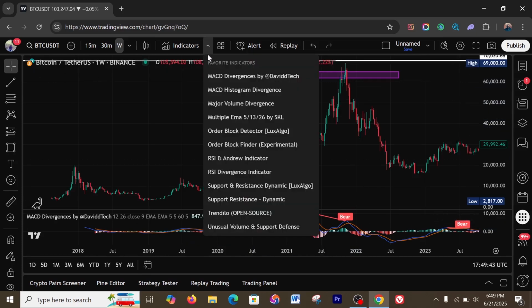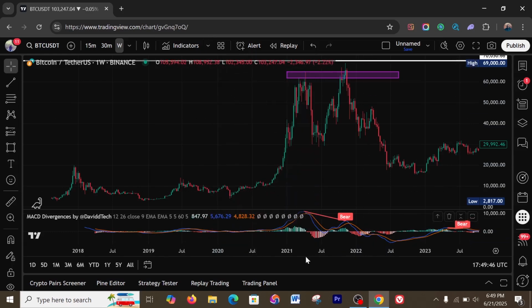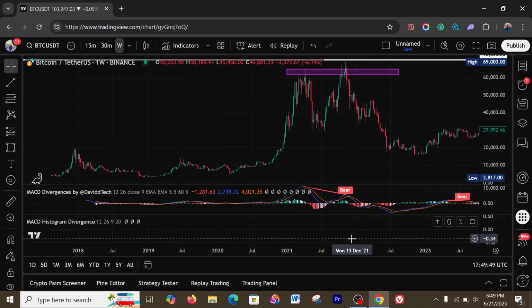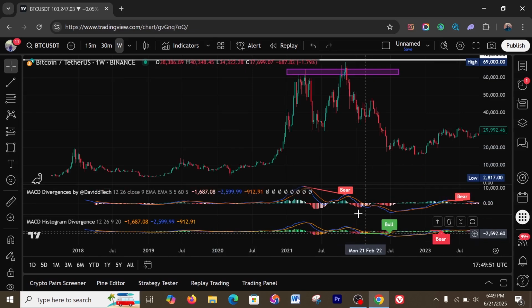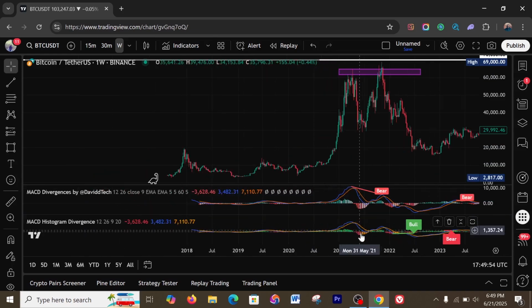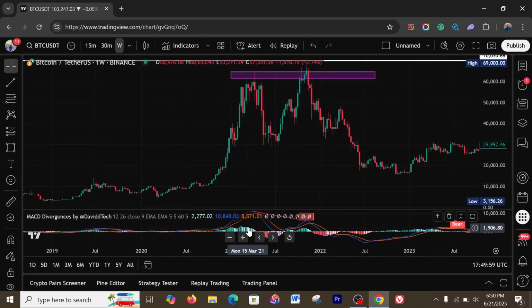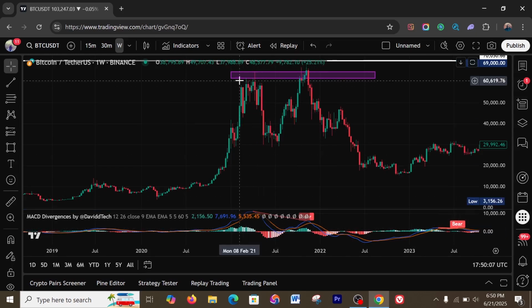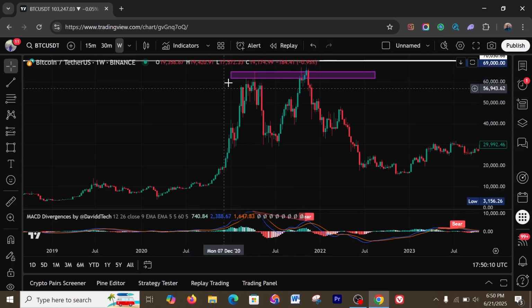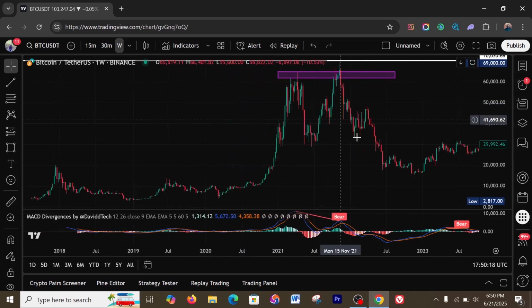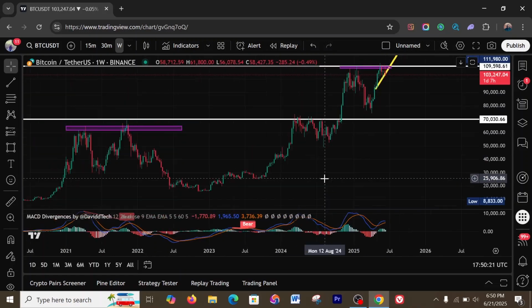So if I add this, the MACD histogram divergence, this is a custom indicator that shows you histogram divergence. There is none here because sometimes it might not pick it up, but if you look at it, it's actually showing here. From here you would notice that this one made a lower high, while this one made a higher high, which is a divergence. So there's a divergence between the histogram around this area and the histogram around this area, and that's exactly the same thing that is happening again.